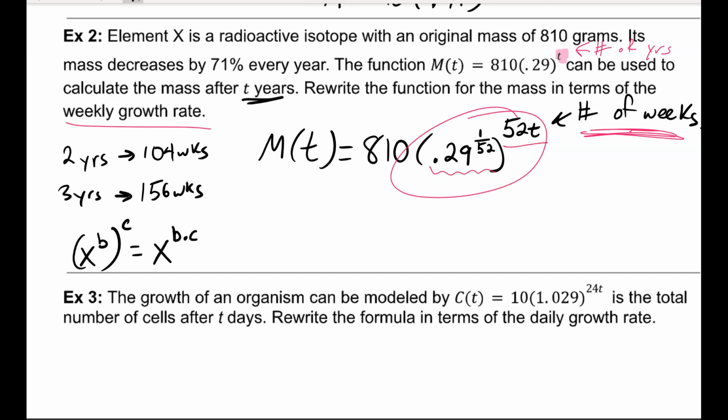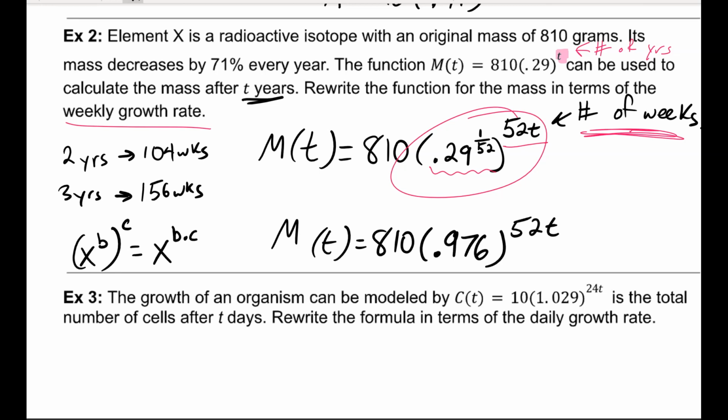and then I'm going to type this into my calculator, that 0.29 to the 1 over 52. So that would be m of t equals my principal value times, and I'm going to round this to 3 decimal places. Doesn't tell me how much to, so on a test it would tell you what decimal place to round to. But this equation, since we have a number of weeks in the exponent, is showing us a weekly decay rate.